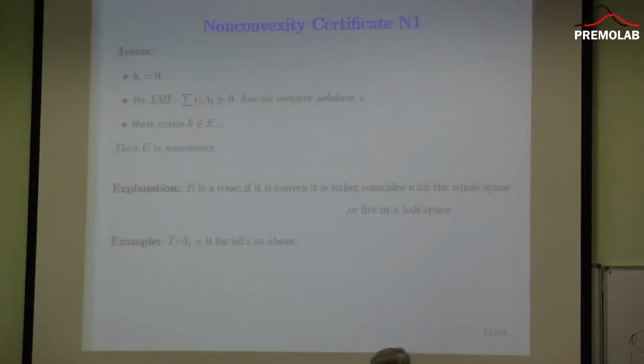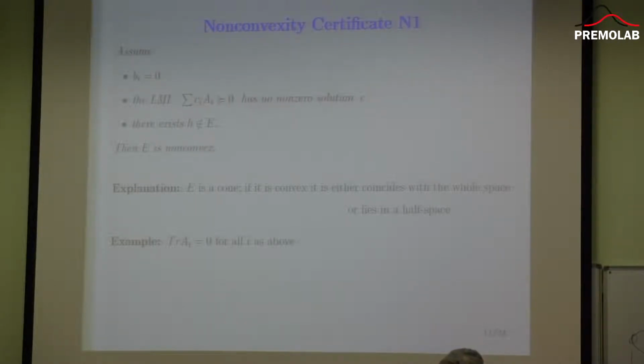Some of them are very simple. For instance, in this case, for homogeneous functions, if we cannot solve the LMI with respect to C_i, and we can also find any vector which does not belong to our image, then definitely this image is non-convex. So why is it?